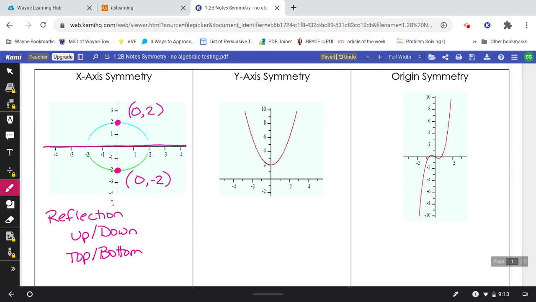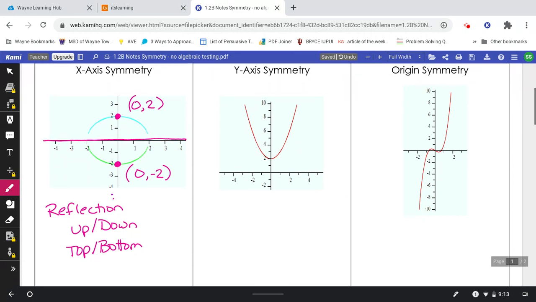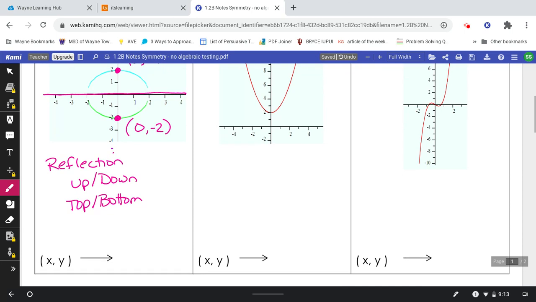Notice the only difference with that point is the y value has changed from positive to negative. So down here on our xy, we're just going to take the y value and make it into a negative. xy changes into x negative y.